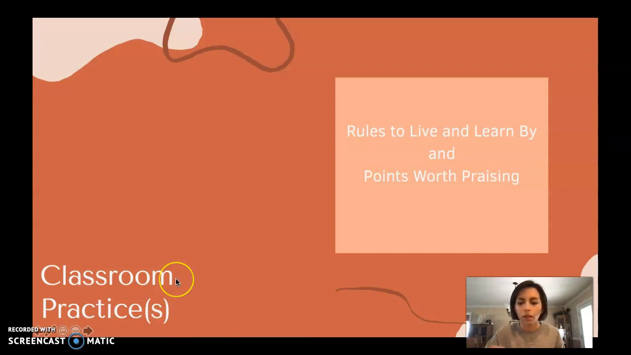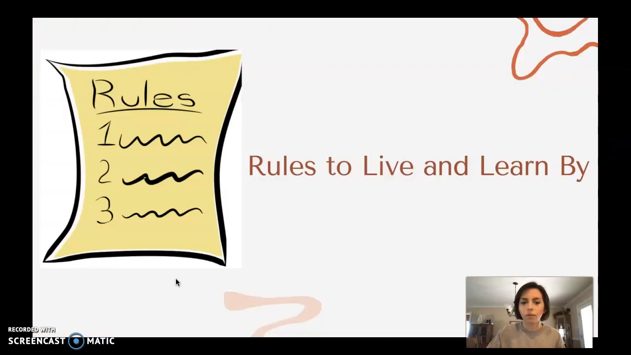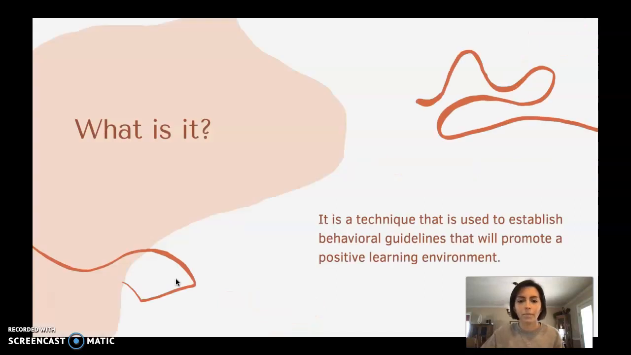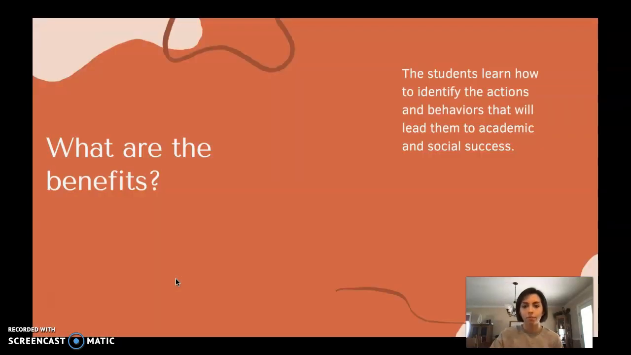Let's see. Classroom practices: rules to live and learn by, and points worth praising. So the first one being rules to live and learn by. What is it? It's a technique that is used to establish behavioral guidelines that promote a positive learning environment. What are the benefits? The students learn how to identify the actions and behaviors that will lead them to academic and social success.